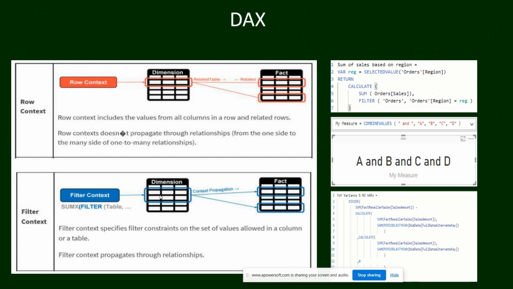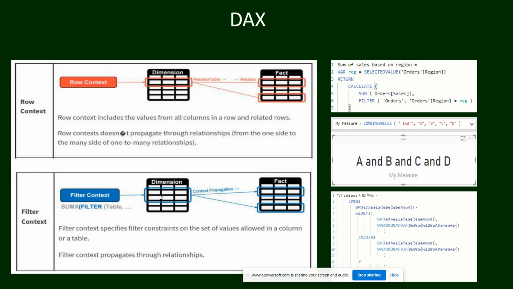The row context, as you can see, is on the row. It is a related table or a collection of rows in your fact table. When you just have a dimension column, and your measure gets filtered based on your dimension value, that forms your row context.